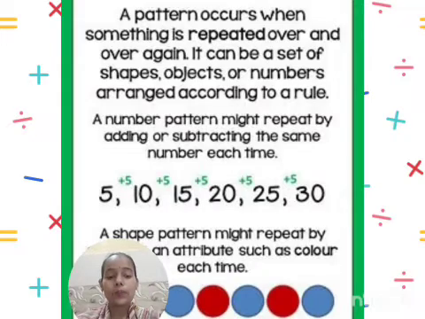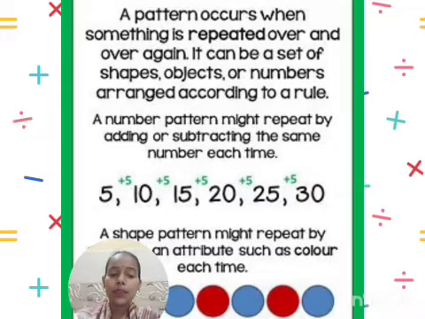pattern. So 5 is added to 5, so it is 10, 10 plus 5 is 15, and 20 and 25 and 30 and so on. So 5 is repeated again and again, or we can say that 5 is added again and again in the pattern.